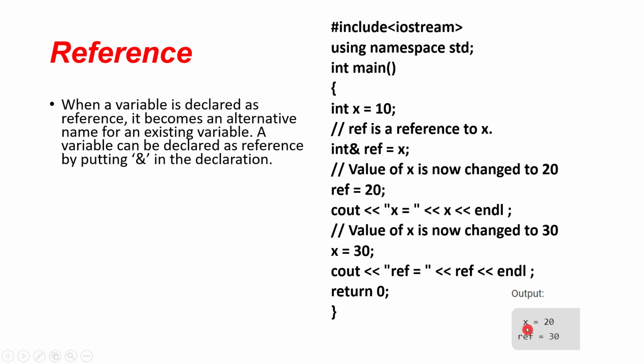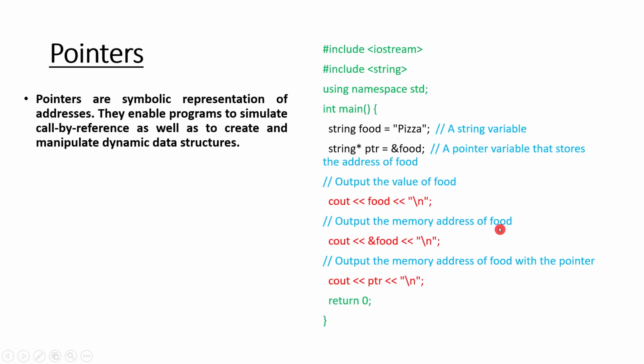So we will get x equal to 20 for this execution and reference equal to 30 for this execution. Suppose if you haven't given endl here, this reference will come in the line of 20. So that's why we're providing endl. So hope you know now how the reference works.